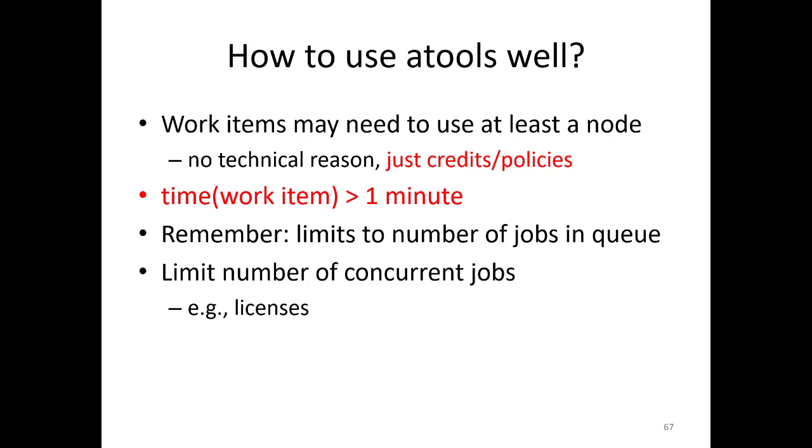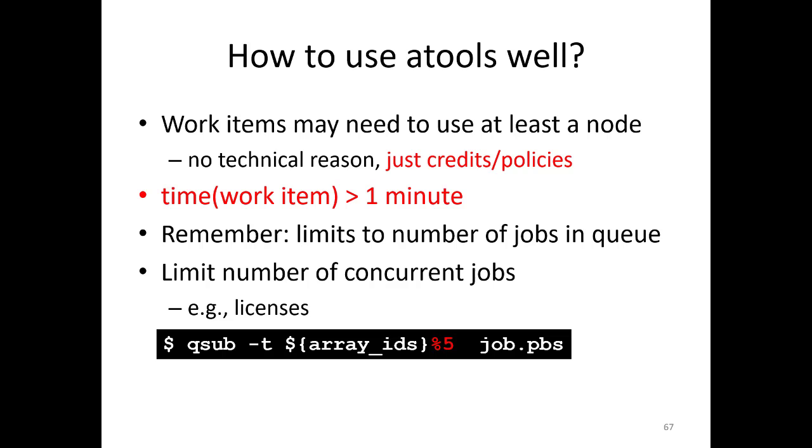And you may want to limit the number of concurrent jobs, for instance, for the sake of licenses or for the sake of fairness. And this is just a standard feature of the resource manager. So basically you use the -t option. And besides the array IDs which you want to execute, you also specify the number of concurrent jobs. So in this case, the %5 means that only 5 jobs out of that array will be run at the same time.